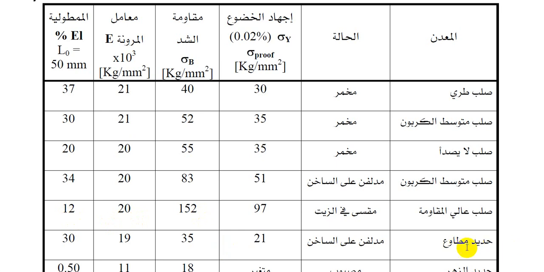The malleable iron, or even the mild malleable iron, as you can see, is hot rolled. The yield stress at 0.02 proof stress gives 21, and 35 for the tensile strength in kilogram per millimeter squared, and 19 times 10 cubic for the elastic modulus, as well as 30 for the ductility ratio.